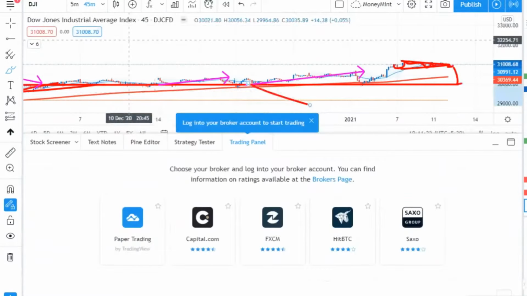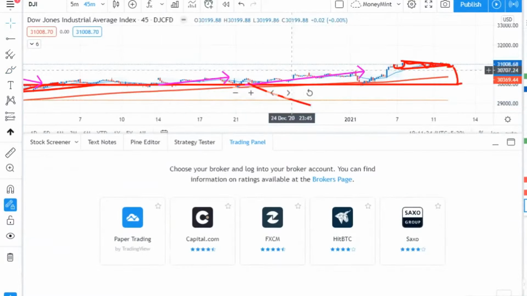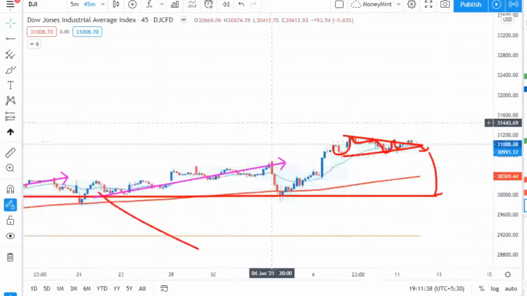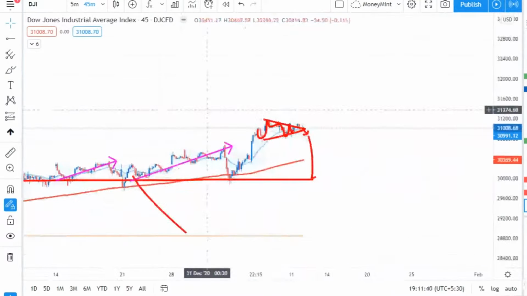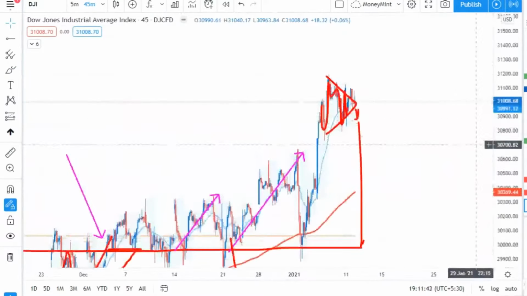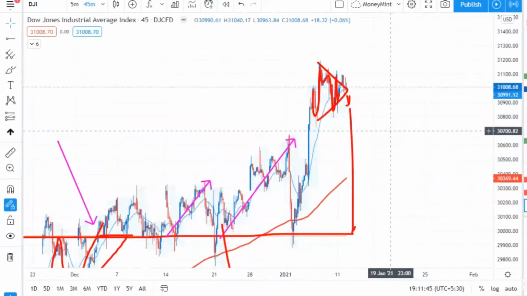So that's what I'm expecting here, that Dow Jones looks to be exhausting its bullishness, and it may come down to test a new low in the recent days. That was the analysis which I wanted to share.